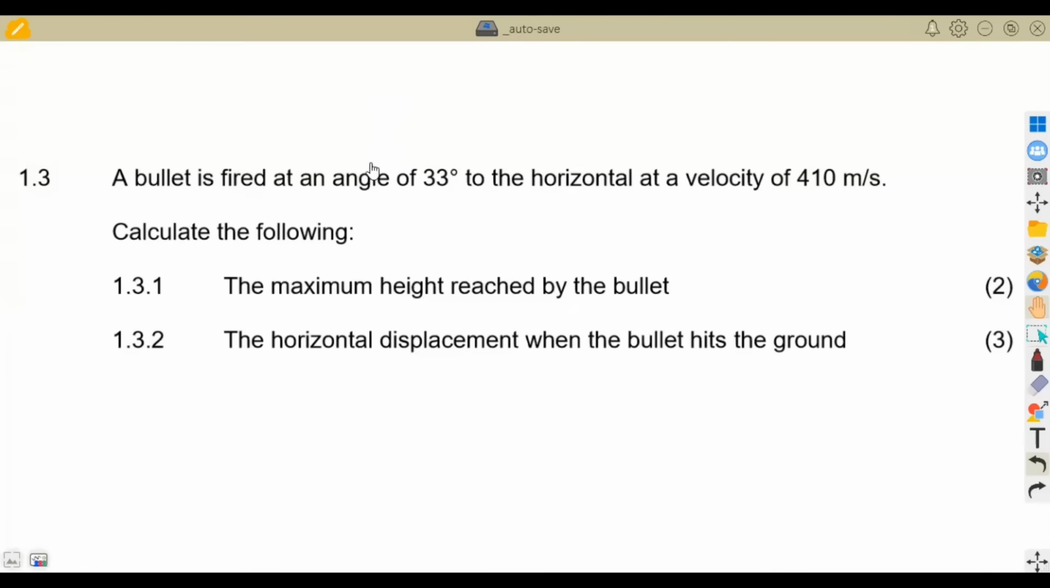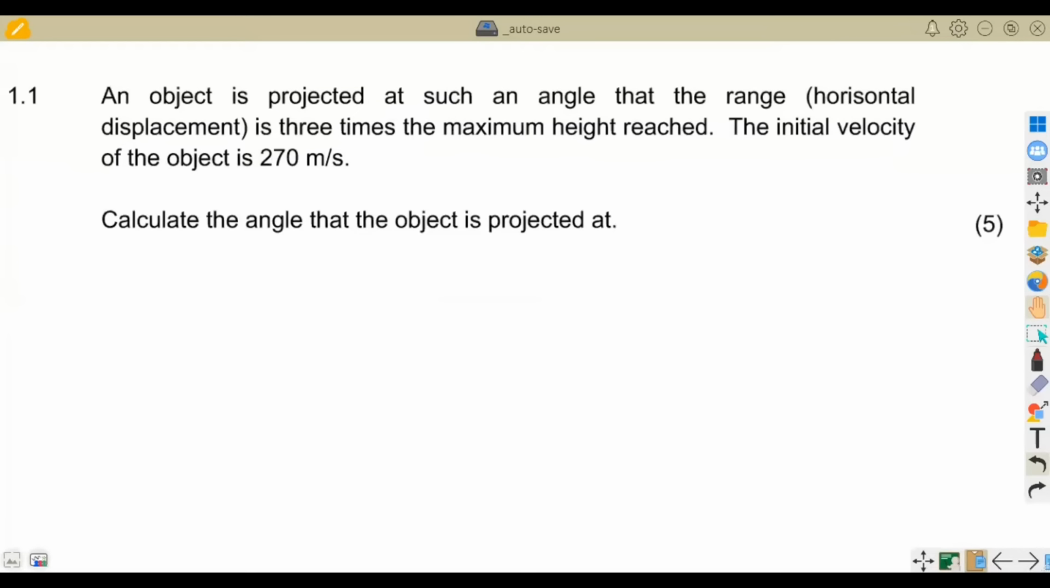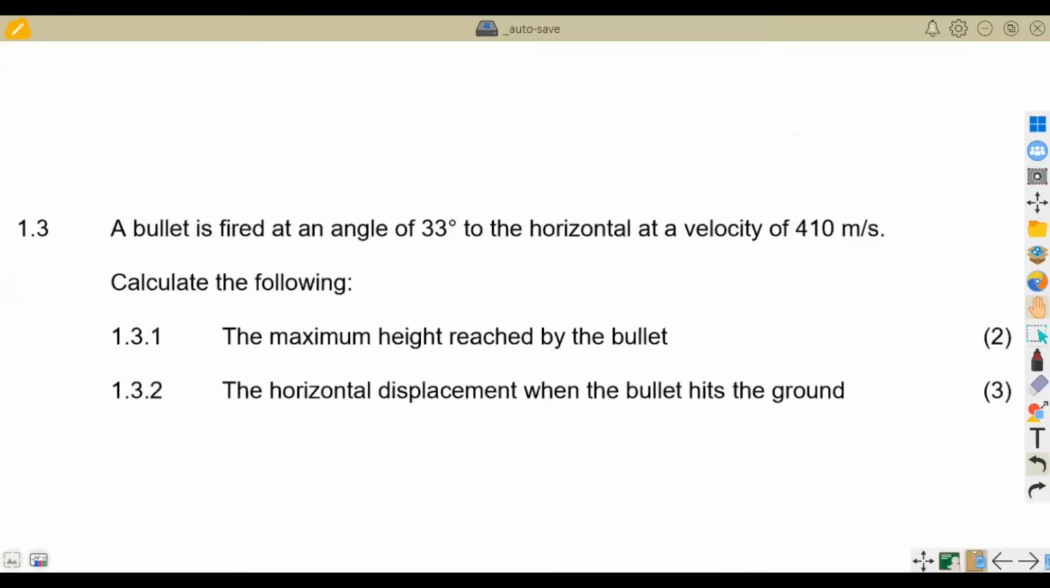Still working on engineering science and on revisions, we have questions that we're going to be focusing on projectiles. So we've got typical questions that we are going to work with, but before that, we just have to work with the introduction part and see how we are actually supposed to attempt such typical questions of this nature.